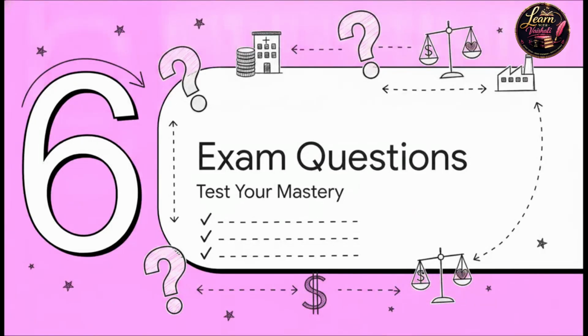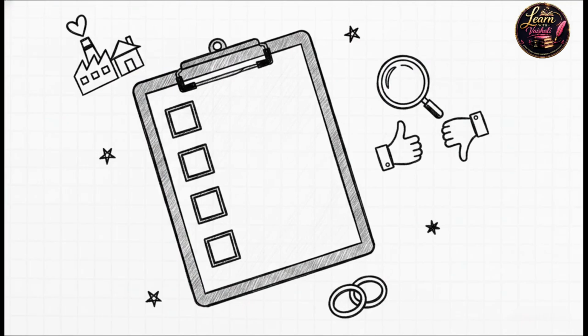Let's wrap up with Section 6, Exam Questions, Test Your Mastery. Here is the first half of the core questions you absolutely must be able to answer based on this chapter. 1. Clarify the concept of market and public welfare. 2. Explain the pros and cons of the market system. 3. Clarify the relationship between equality and liberty. And 4. What is the exact relationship between equality and justice? If you've been following along with this explainer, you should feel completely confident tackling these right now.